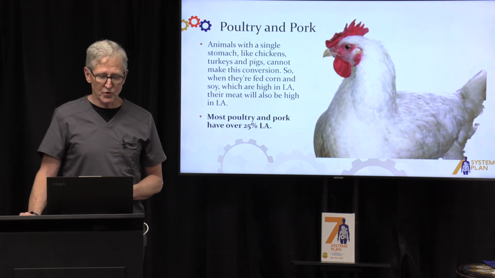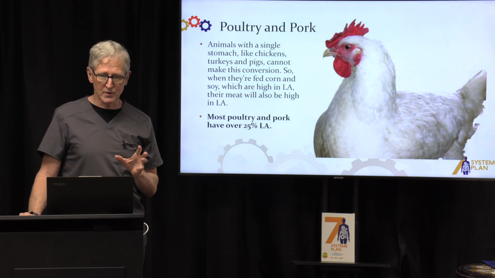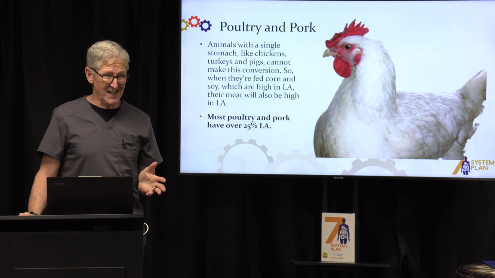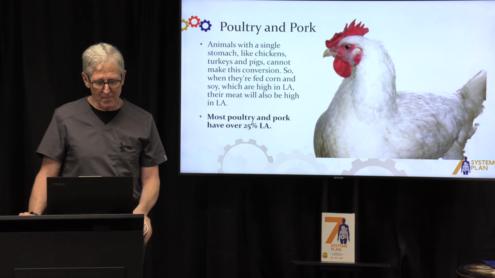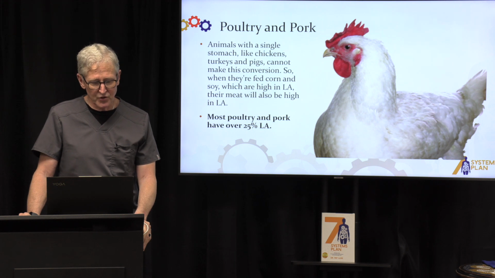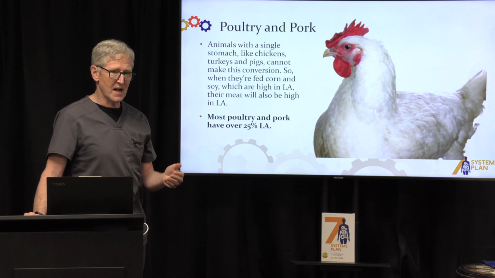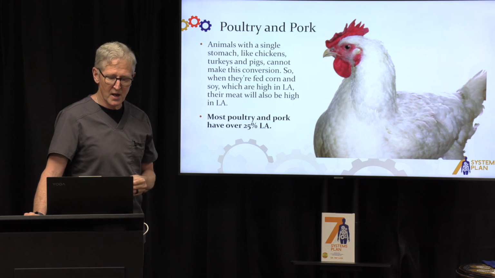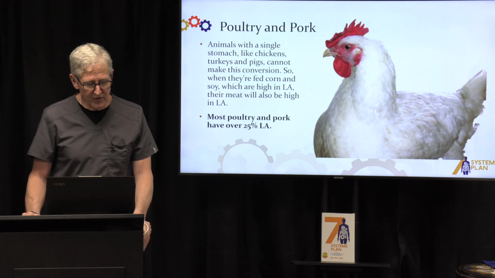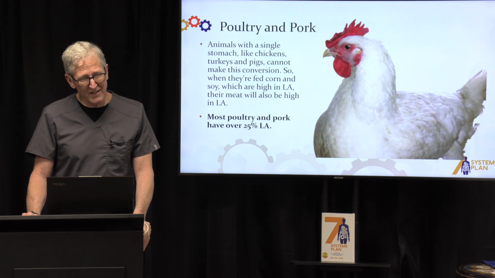And what about poultry and pork? Well, unfortunately, they do not have multiple stomachs. So what they eat is what goes into their meat. Chicken, turkey, pigs, they can't make that conversion. So when they are fed a high grain diet, corn or soy, their meat becomes filled with this LA. In fact, most poultry and pork have over 25% LA, extremely high.